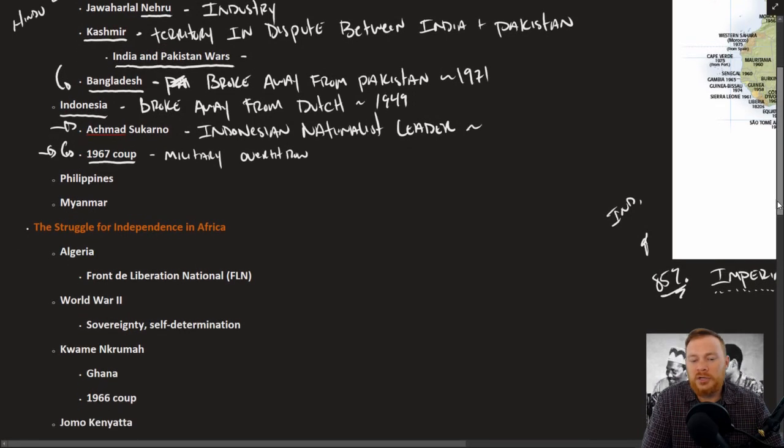A couple of other countries that gained their independence: the Philippines in 1946 from the United States. The U.S. essentially had promised Philippine independence if it helped to fight against the Japanese, which it did. Myanmar, also called Burma at the time, became independent from Great Britain in 1947, part of British India.